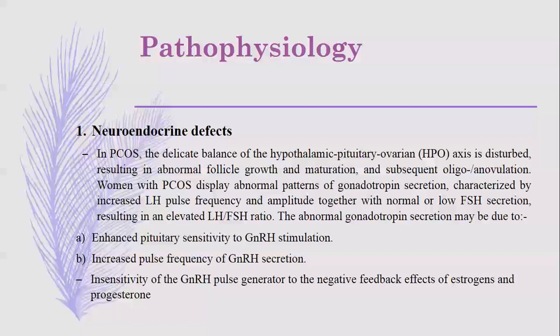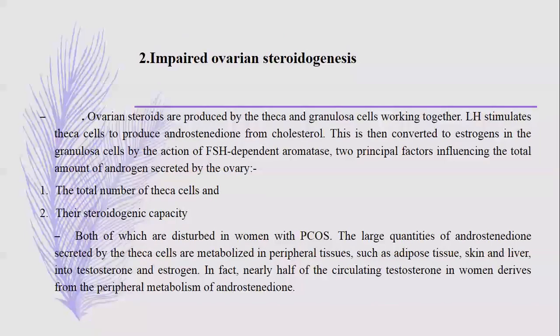The abnormal gonadotropin secretion is either due to enhanced pituitary sensitivity to gonadotropin releasing hormone stimulation, or increased pulse frequency of gonadotropin releasing hormone secretion, or insensitivity of the gonadotropin releasing hormone pulse generator to the negative feedback effect of estrogen and progesterone. This is one of the explanations. The other explanation is impaired ovarian steroidogenesis.